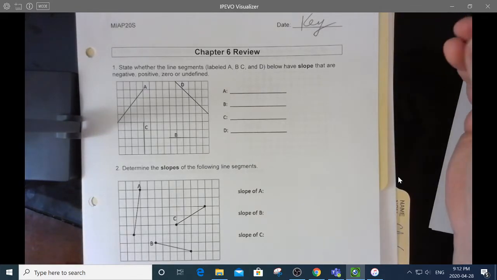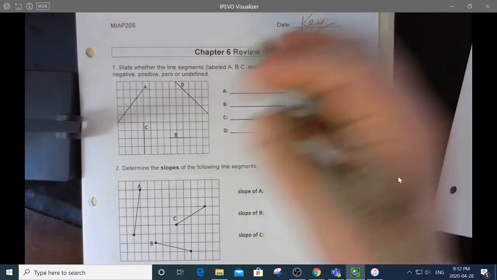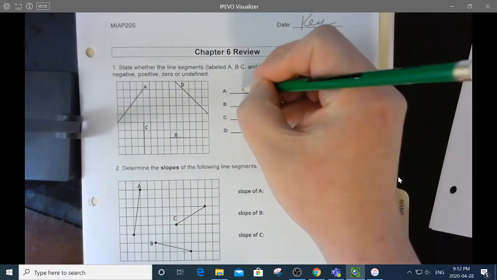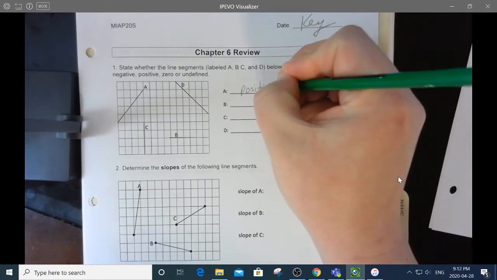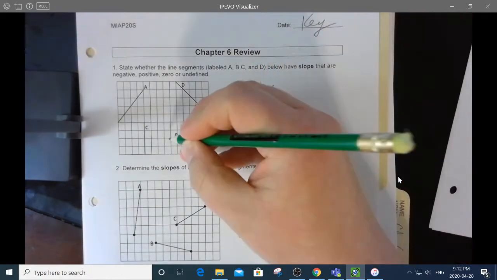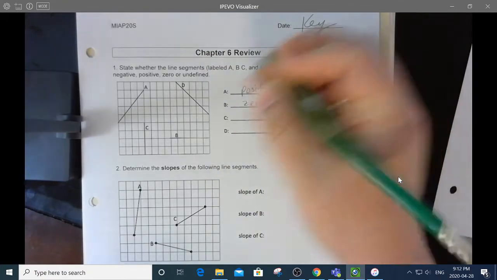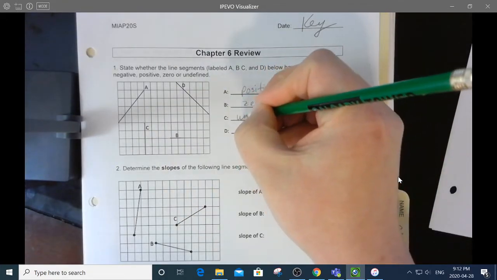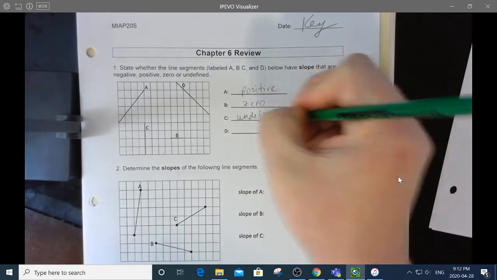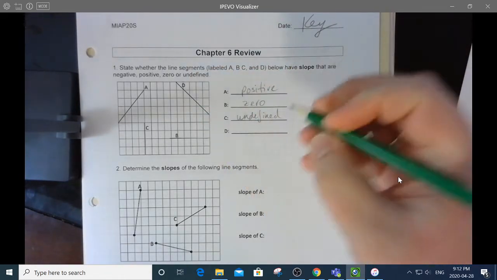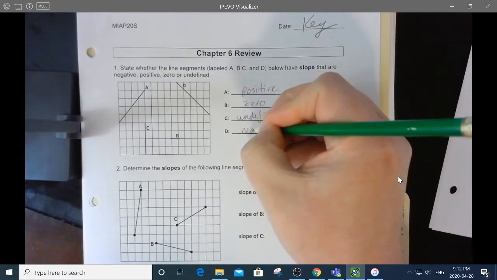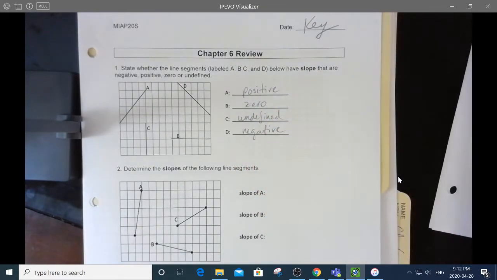So, for number 1, are these slopes positive, negative, 0, or undefined? Well, A is going up as you go from the left to the right, so it is positive. B is a horizontal line which has 0 slope. C is a vertical line which has an undefined slope. And D is going down as you go from left to right, so that's a negative slope.